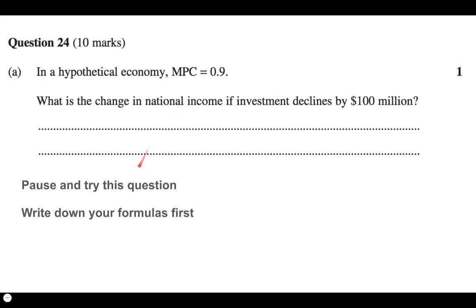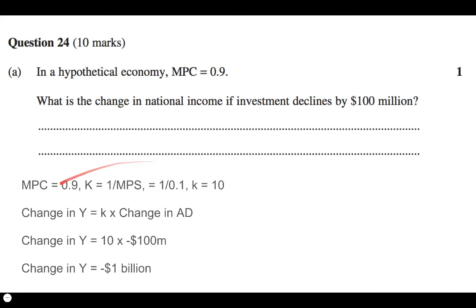Okay, last one to pause and try yourself. In a hypothetical economy, MPC equals 0.9. So our marginal propensity to consume is 0.9. What is the change in national income if investment declines by $100 million? So hit pause, try it yourself. Again, write your formulas down to help memorize them.